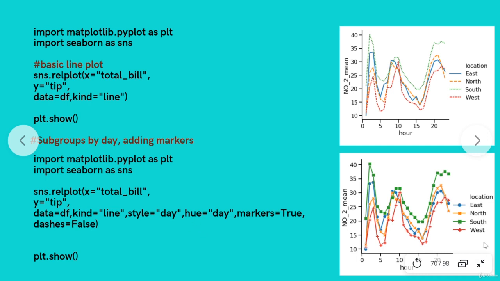Like here, it is as per the location. So the solid blue line is for the east location, and the dashed orange line is for the north. If you want style equal to day, hue equal to day, then markers equal to true. So there's a markers parameter that you can introduce, and dashes is equal to false, so you don't want dashed lines. If you don't want dashed lines, you can say dashes is equal to false. Otherwise, when you call this function, the interface may show you one or two lines with a dash, just to differentiate between the lines. To avoid this, that can be done.